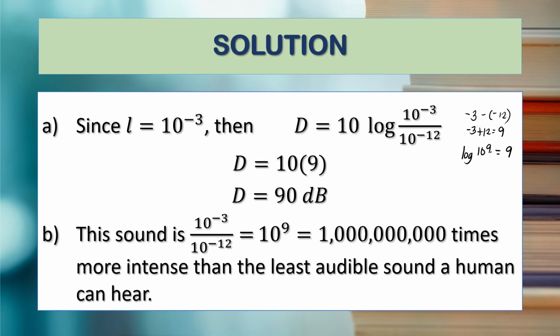For letter B, 10 raised to negative 3 over 10 raised to negative 12 is equal to 10 raised to 9, which is equivalent in value to 1 billion times more intense than the least audible sound a human can hear. So, that is how loud the lawnmower is.